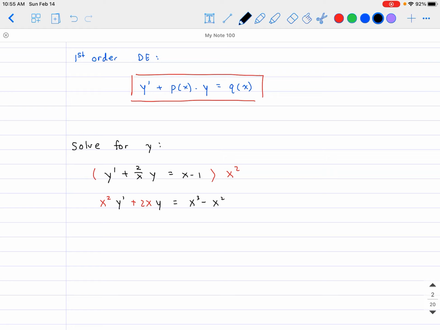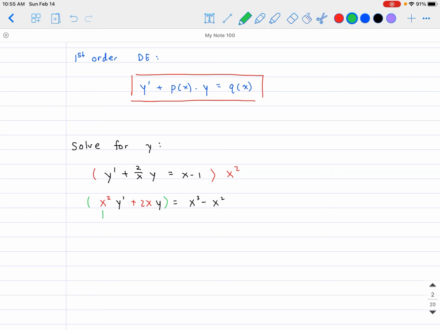Now, you'll notice that doesn't really look like much, and I use a different kind of pen for the stuff on the left-hand side. That's because I want you to be able to recognize the following. Looking at the left-hand side, you'll notice that this actually looks like the result of a product rule.